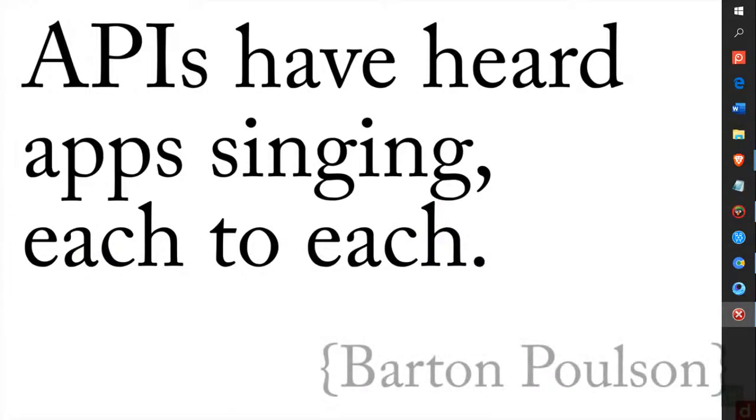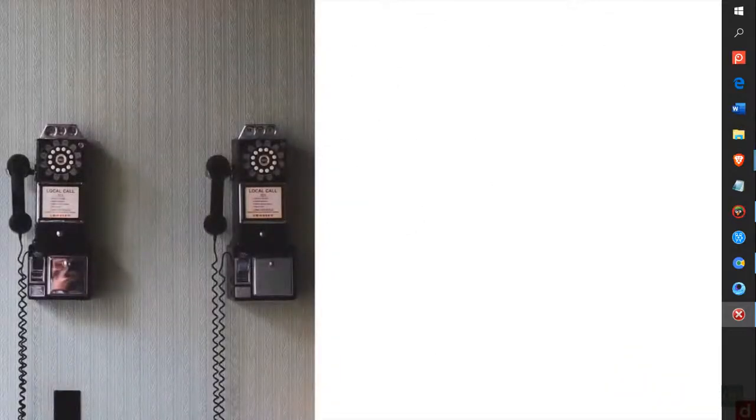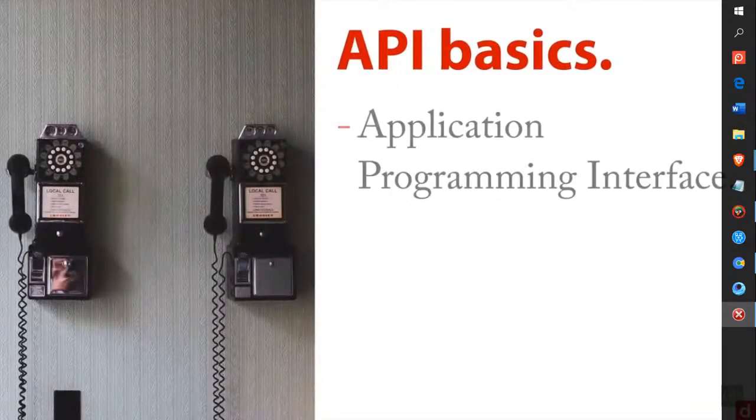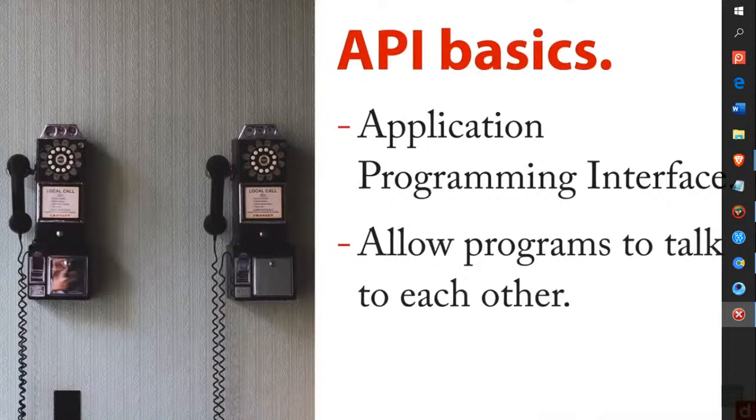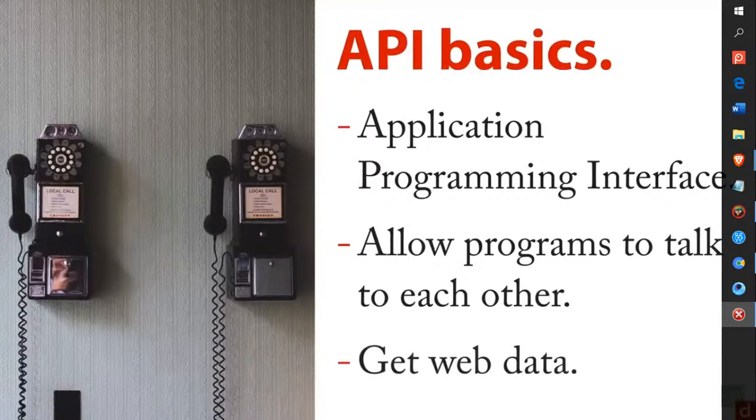And that's by me. Now, more specifically, when we talk about an API, what we're talking about is something called an application programming interface. And this is something that allows programs to talk to each other. Its most important use in terms of data science is it allows you to get web data. It allows your program to directly go to the web on its own, grab the data, bring it back in, almost as though it were local data. And that's a really wonderful thing.